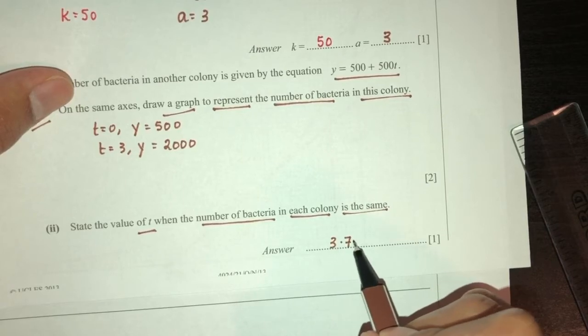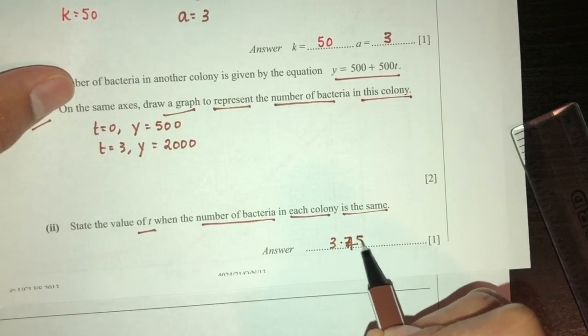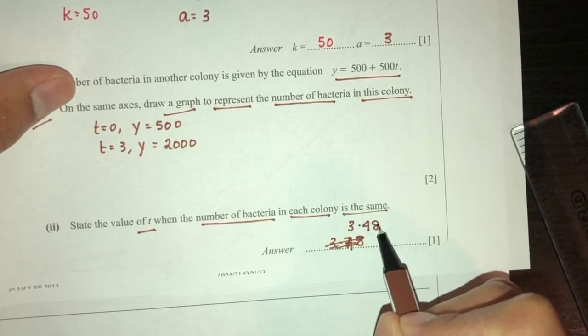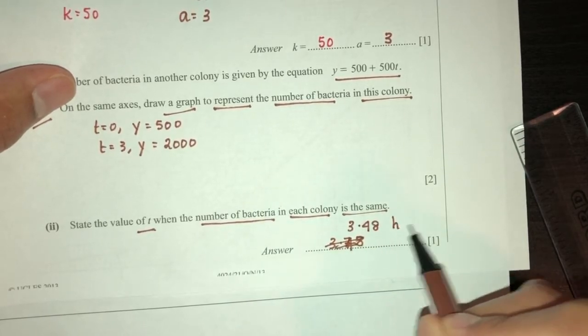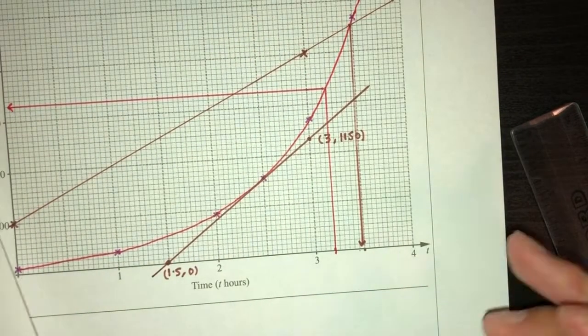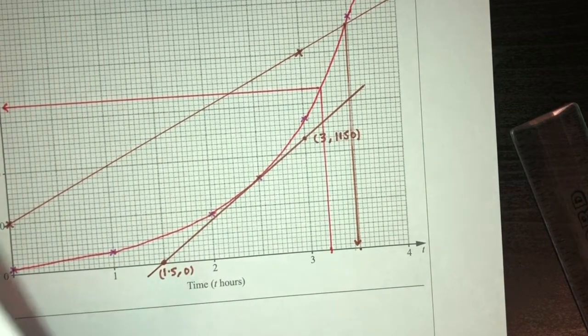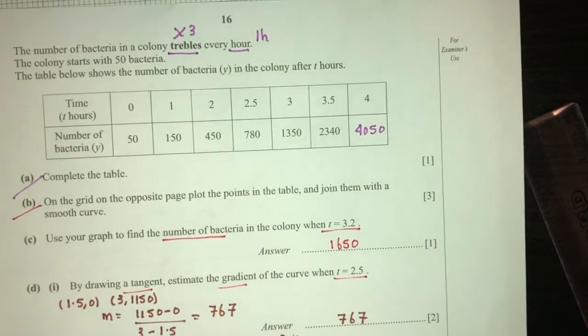According to my graph, it is 3.48 hours. That is my answer, depending on my graph. So your graph may be different. It may be 3.5 or 3.6, and that is okay as well. And that will be your question number 9.